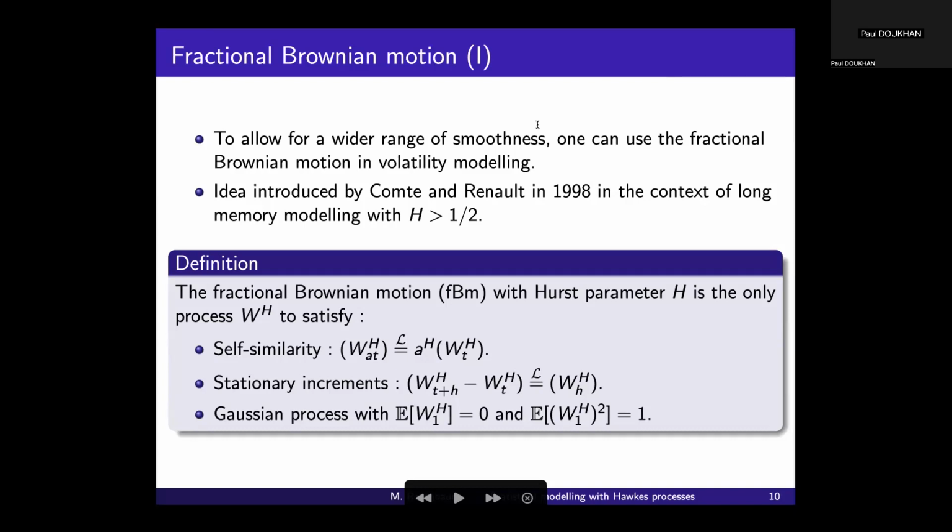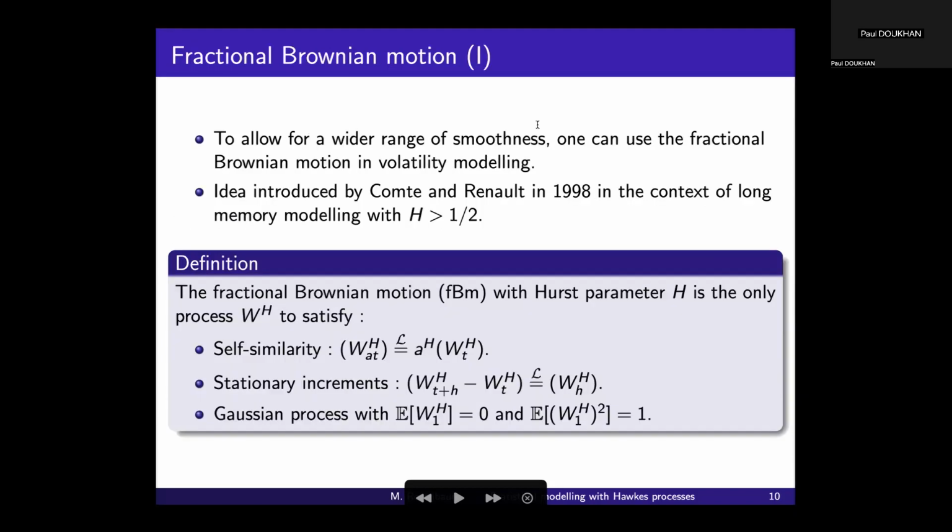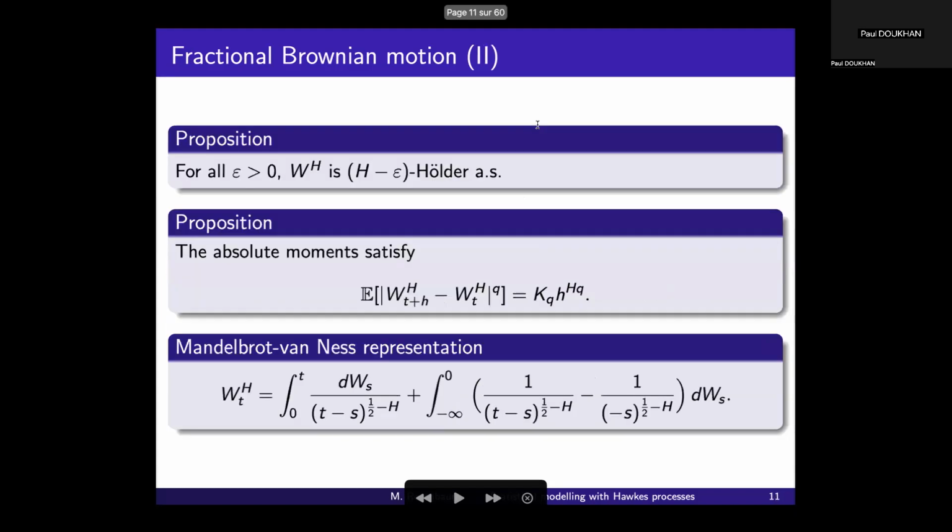I know that in this audience I don't need to define the fractional Brownian motion, but basically, just to allow a wider range of smoothness for the volatility, we're going to allow it to be driven by a fractional Brownian motion. And what we want to do is to check on data whether it makes sense or not. Just as a reminder, you all know that the fractional Brownian motion is parameterized by this Hurst parameter that is between 0 and 1. And as you know, the Hurst parameter gives you the smoothness of the fractional Brownian motion, right?